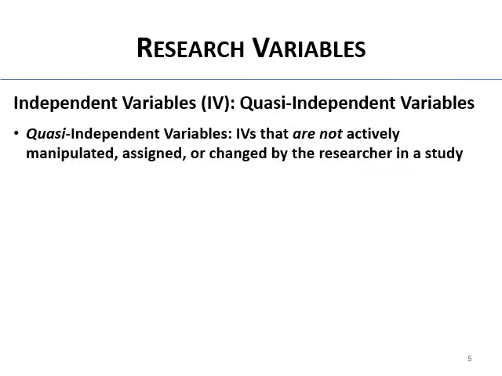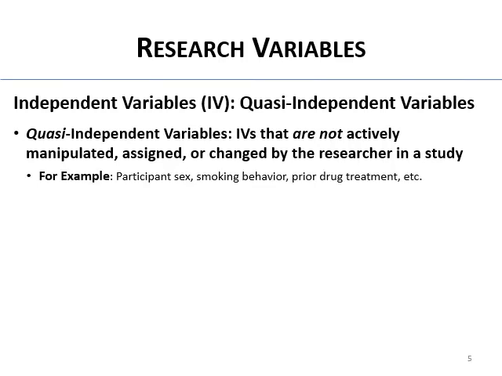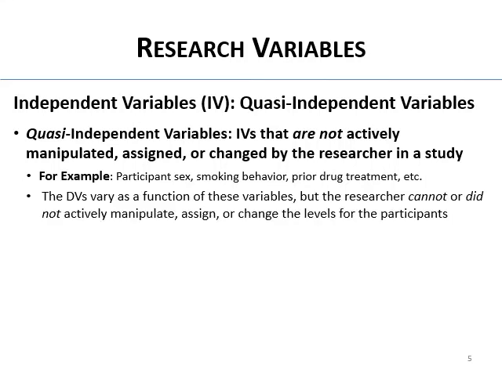So quasi-independent variables are independent variables that are not actively manipulated, assigned, or changed by the researcher in the study. Sometimes they can't, sometimes it's not ethical to. For example, participant sex, smoking behavior, their prior drug treatment history, all these sorts of things. You can't really assign people to smoke, right? Or you couldn't assign them to have been to drug treatment multiple times. So we think that DVs vary as a function of these variables, but the researcher either cannot or did not actively manipulate, assign, or change the levels.